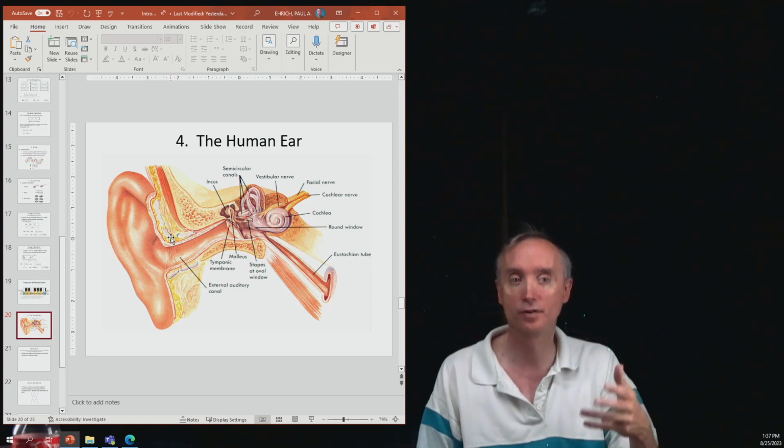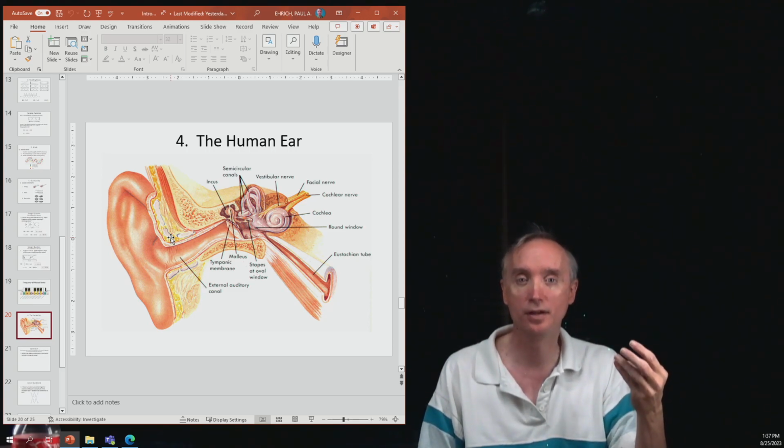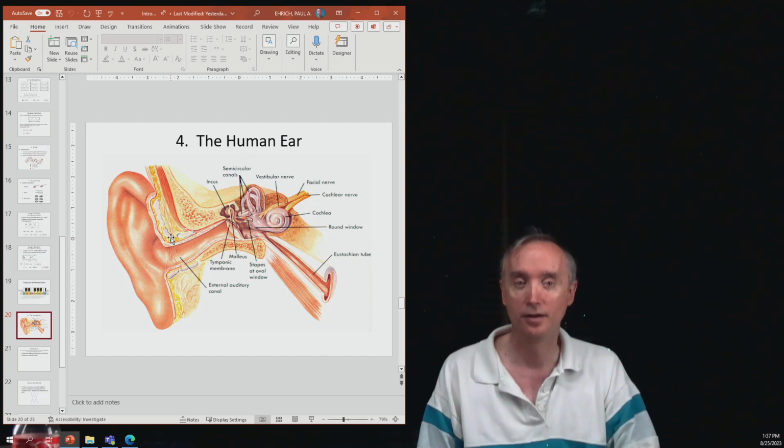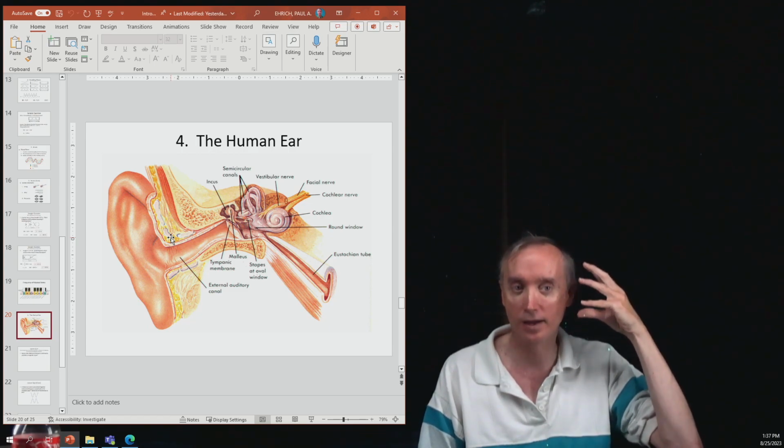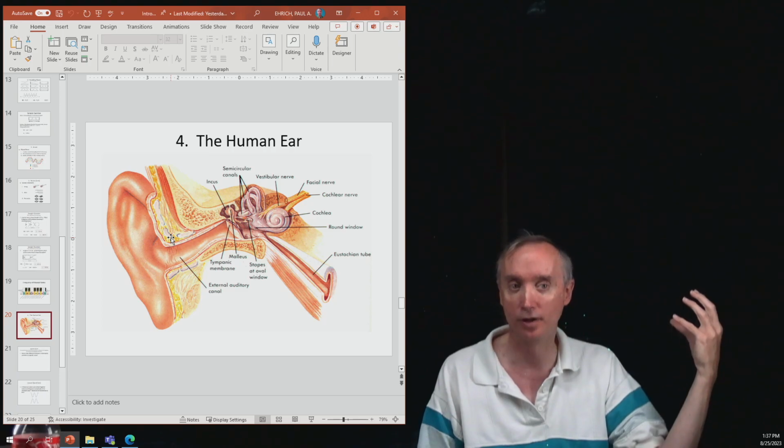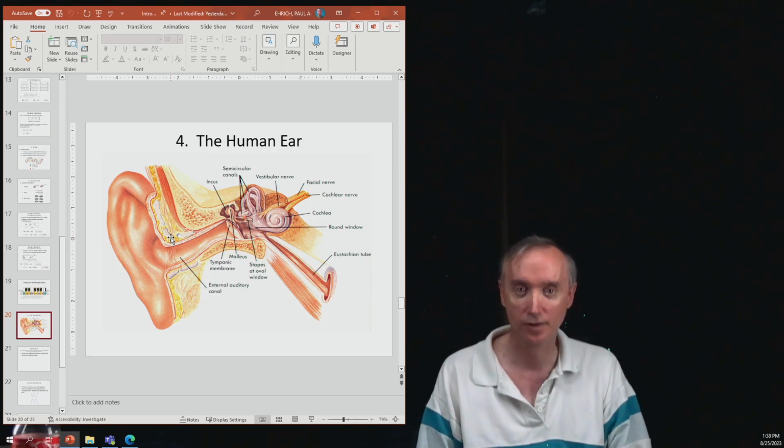It's also covered with wax so that it can catch dust and very small insects, and so they get stuck and die in there, and then eventually all that wax makes its way out of the ear where it falls out.